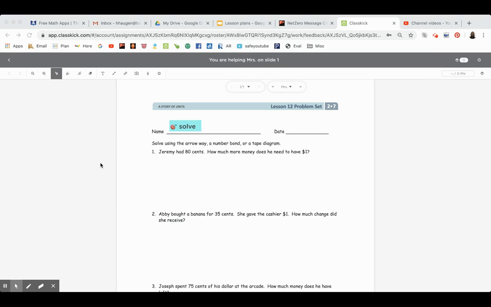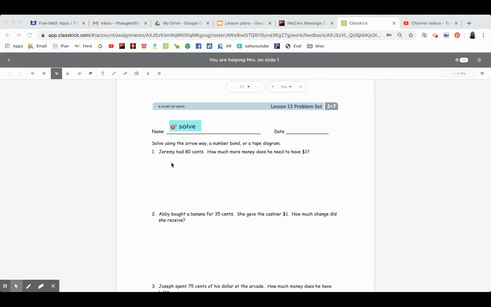We're going to work on Lesson 12 today. It's very similar to yesterday, although it looks different because it is in a story problem. So our job today is to solve these story problems, and we can either use the arrow way, a number bond, or a tape diagram. And I'm okay if you add subtraction as one of your options too. That's totally fine. So let's go ahead and look at number 1.